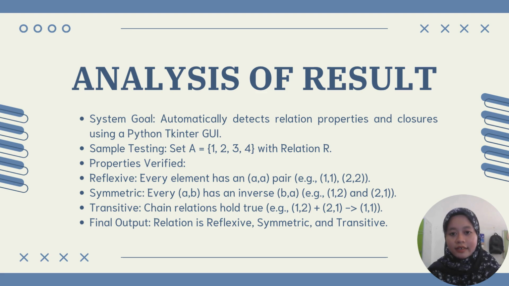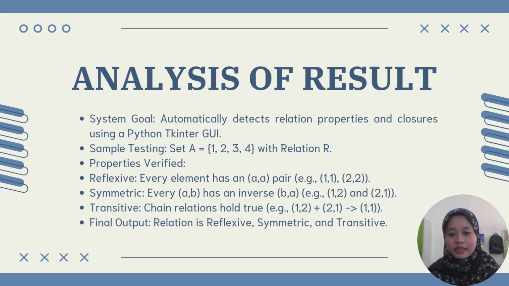For our testing phase, we use a sample set A containing the elements 1, 2, 3, 4 with a specific relation R. Through this setup, the system successfully verified three key properties. First, it verified the reflexive property. The system checks if every element has an (a, a) pair, for instance, having pairs like (1, 1) and (2, 2).